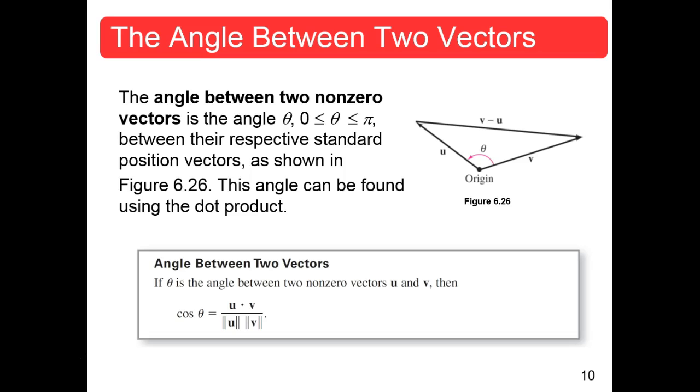So the angle between 2 non-zero vectors is the angle theta between 0 and pi, between their respective standard positions. In other words, you put them both with the common initial point of the origin. And you can find that angle through a different definition of the dot product.